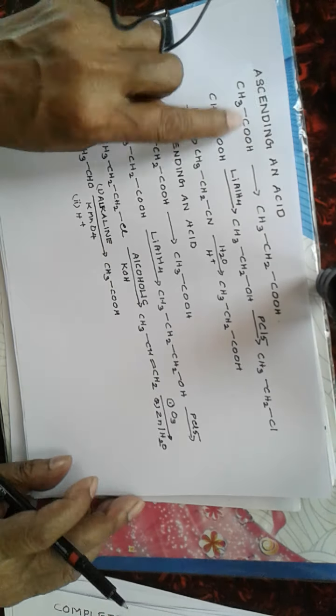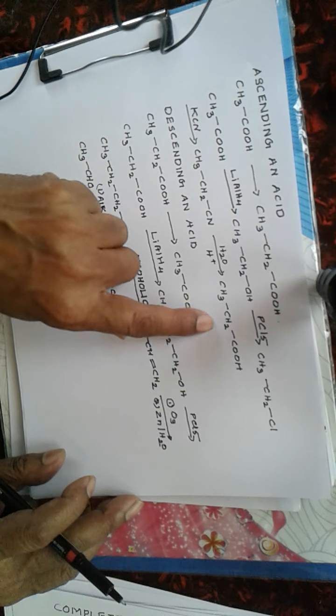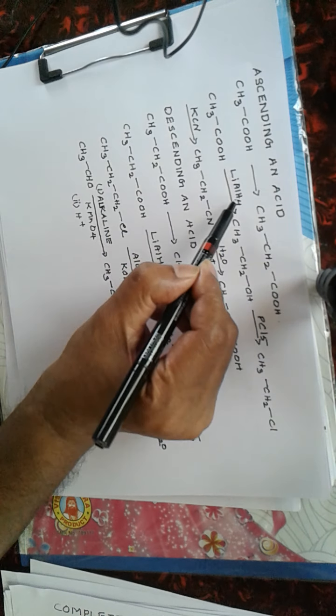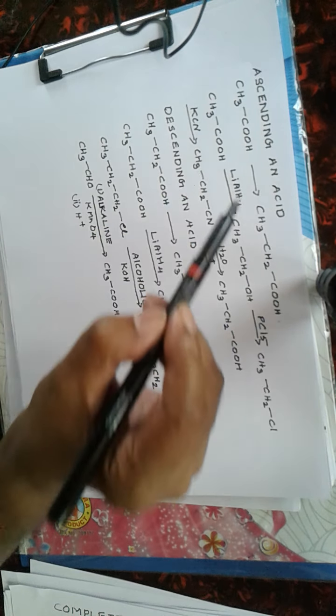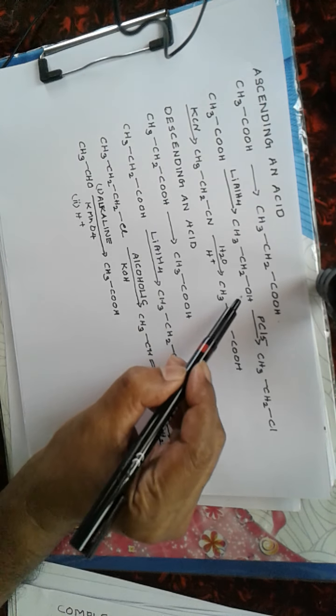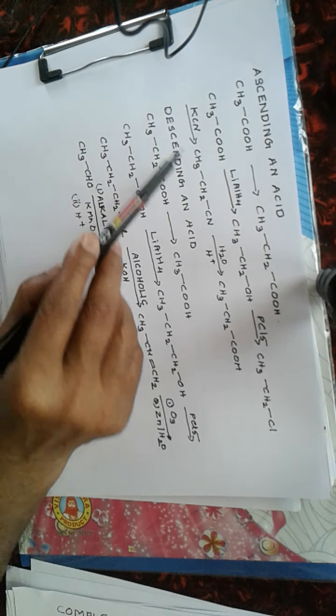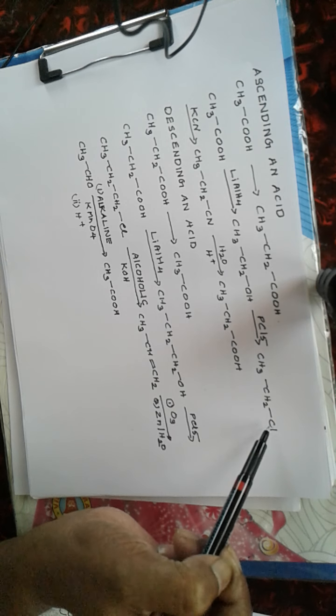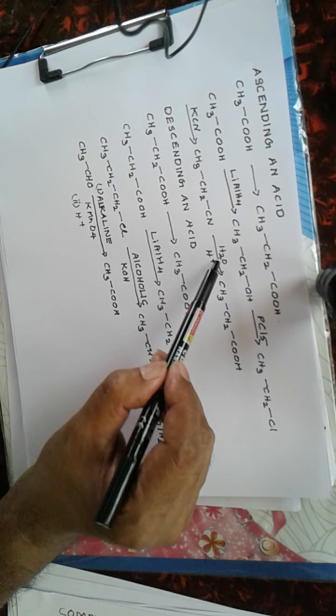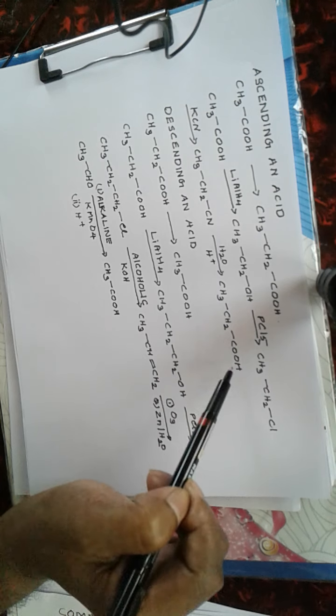Now, the method of ascending an acid, that is CH3COOH converted to CH3CH2COOH. Now, the best method is to reduce the acid using lithium aluminum hydride, so that COOH is converted to CH2OH, and we have to introduce one carbon. For that, OH is replaced by Cl using PCl5, and then KCN, so that CN replaces Cl, and then on acid hydrolysis CN is converted to COOH.